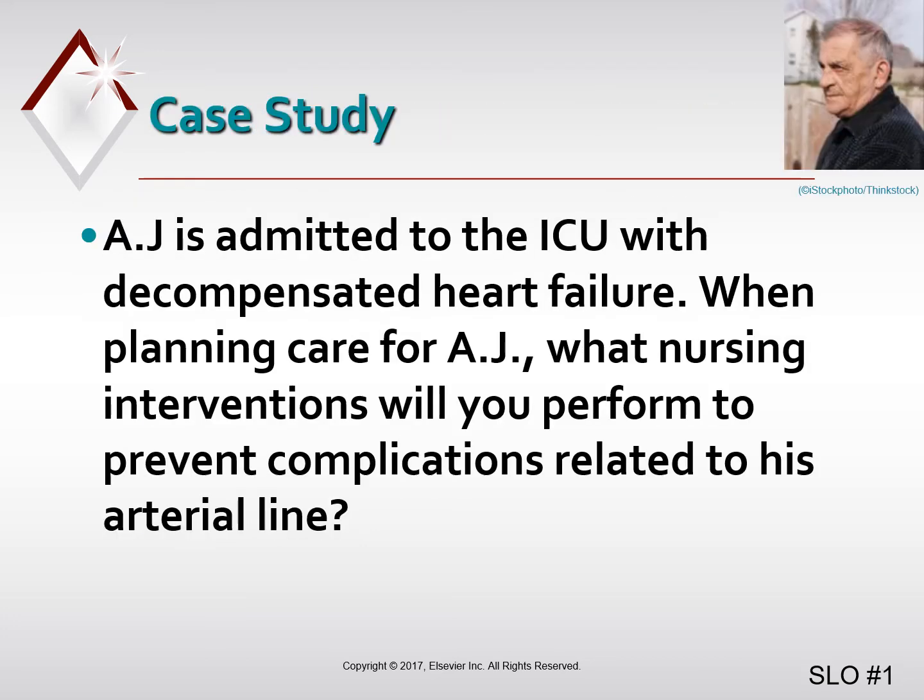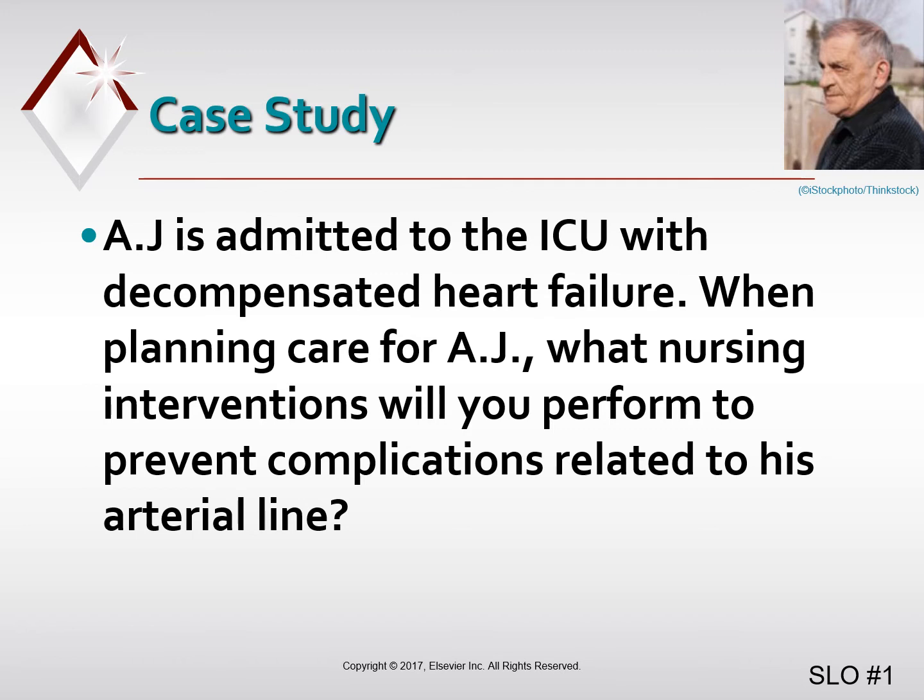So we have our case study patient here. AJ is admitted to the ICU with decompensated heart failure. When planning care for AJ, what nursing interventions will you perform to prevent complications related to his arterial line? I want you to take a moment and pause this presentation and just write down, knowing what complications could occur, what you are going to do as a nurse to prevent these from occurring.